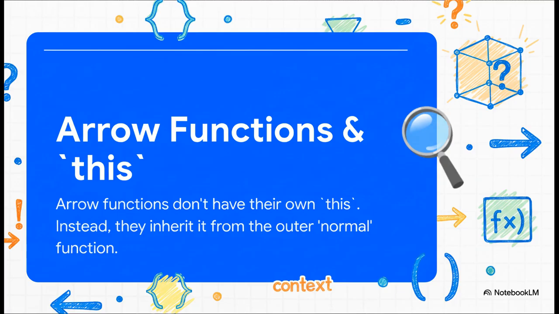Now, here's the most important thing you need to know about them. Arrow functions do not have their own this. They completely ignore all the rules we just went over. Instead, they just inherit this from their parent scope. This is called lexical scoping, which is really just a fancy way of saying this is determined by where the function is physically written in the code, not how it's called. This makes them incredibly predictable.